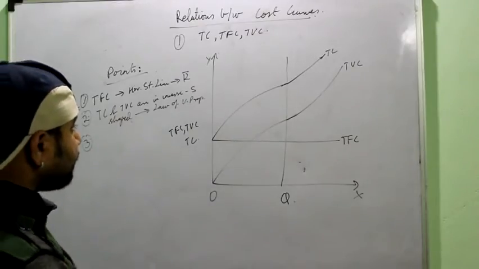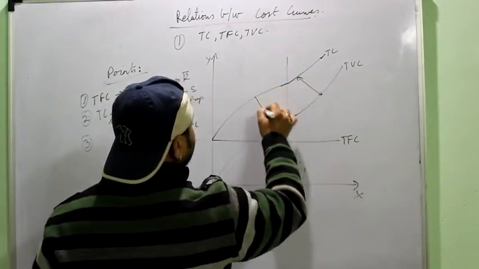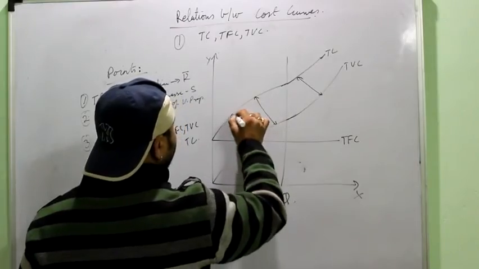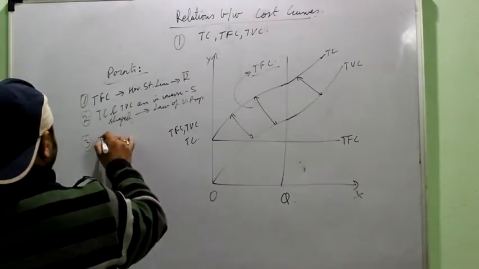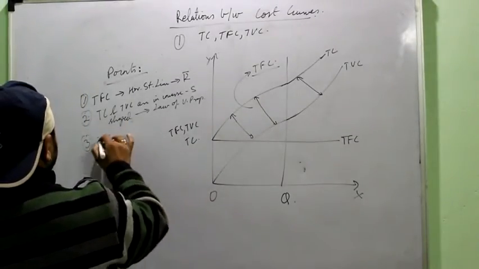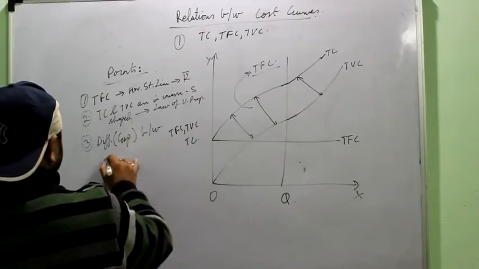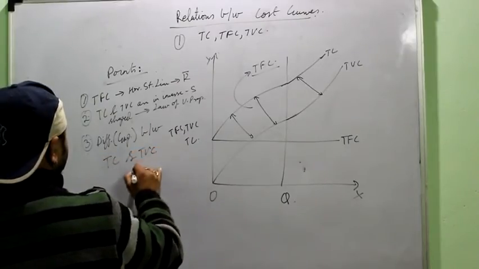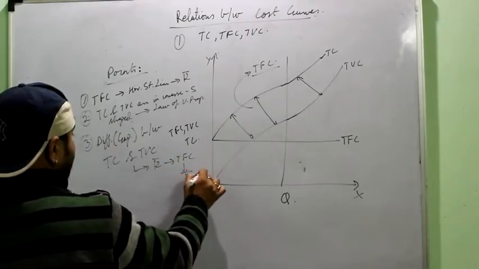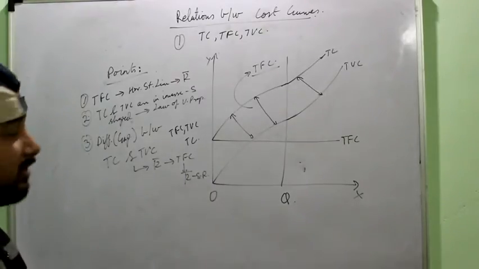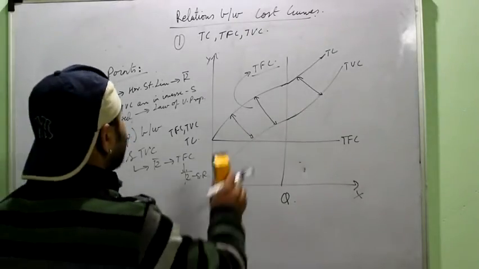Third point would be, first we have to understand that the distance between these two remains constant. Earlier also I told you, the difference between these two is nothing but the TFC, which remains constant. So it has to be mentioned that the gap between TC and TVC remains constant because it is nothing but the TFC, which remains constant in the short run. All these points need to be mentioned because it is an important concept and this question may be asked from you. So have a careful look and understand it.